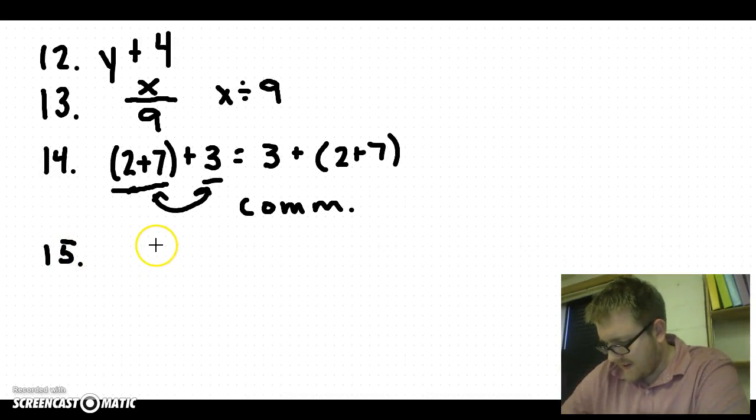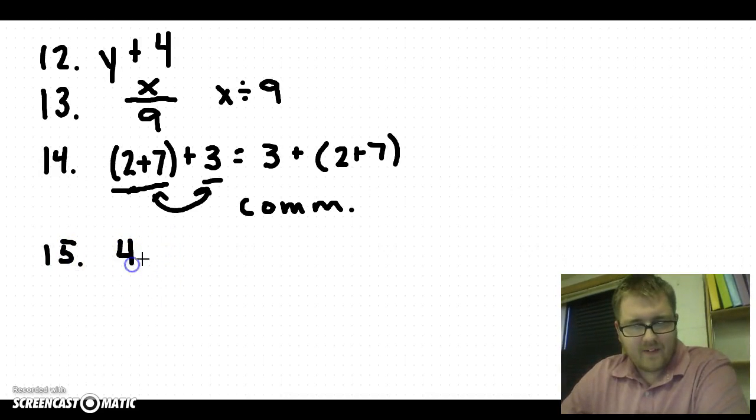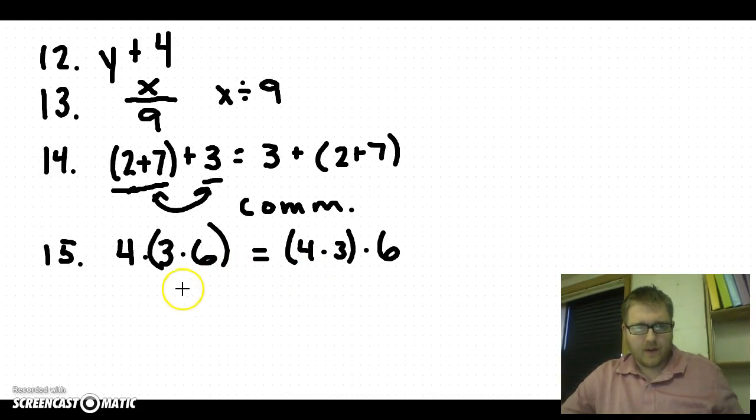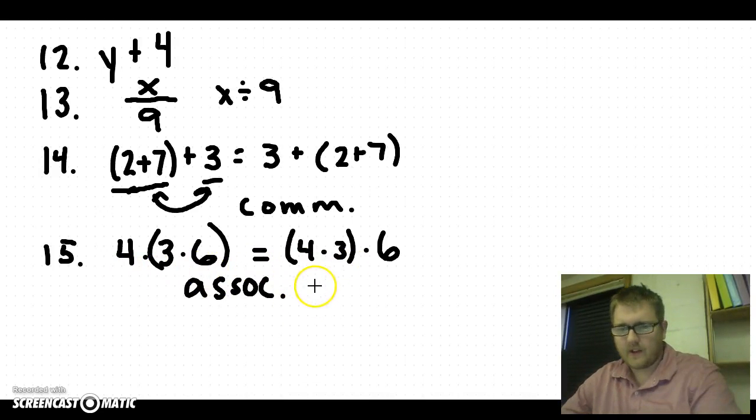For 15, I'm not changing the order. I have 4 times 3 times 6, 3 times 6 in parentheses, is the same as 4 times 3 times 6 with the 4 and 3 in parentheses. I'm going to call this the associative because I'm not changing the order. I'm simply associating different values together.